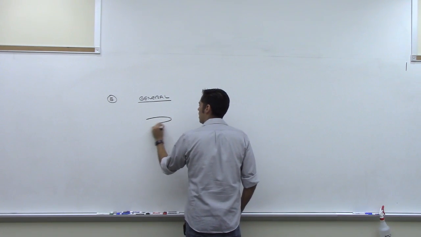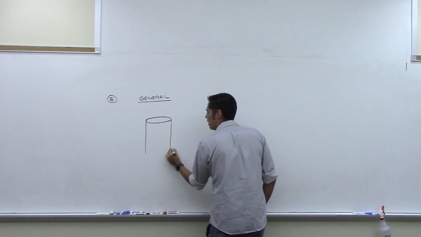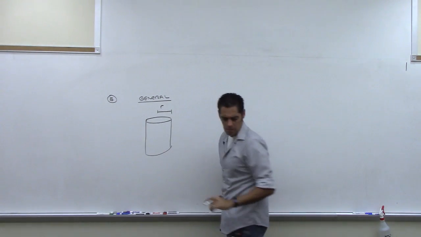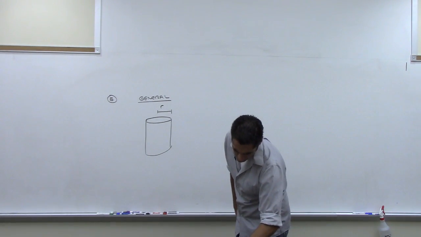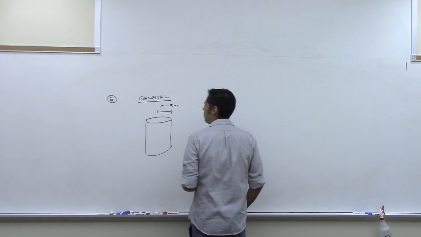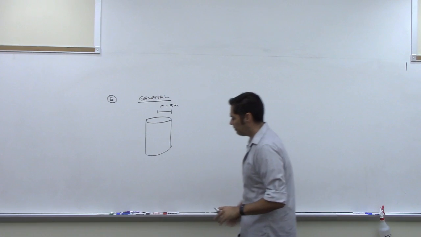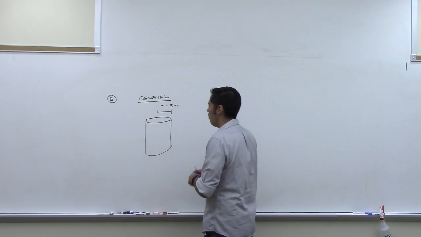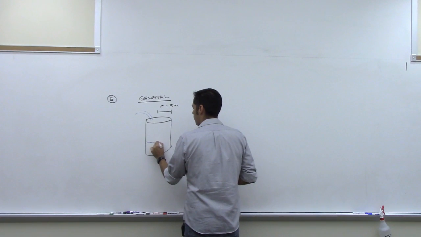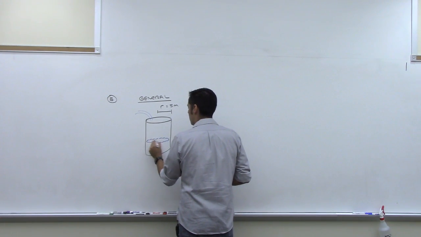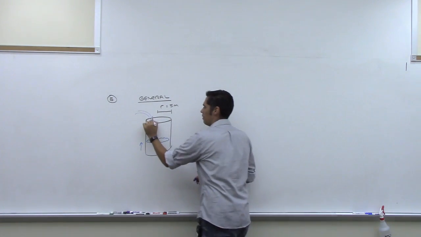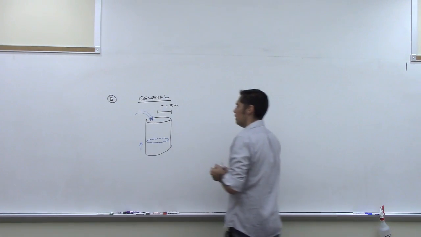General picture, we have a tank, a cylindrical tank. It has a radius of 5 meters. That's fixed the whole time. And it's being filled with water, right? So we've got water being poured in here. And the water level is somewhere in here, and the water level is going up, right? Because the water is going in, okay?